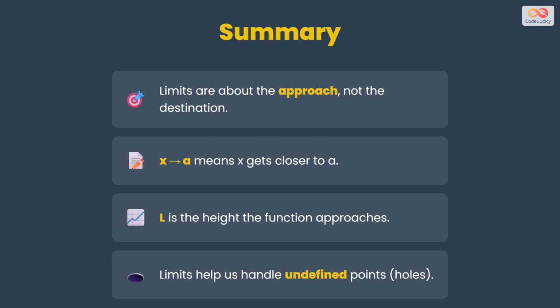To recap, limits are about the approach, not the destination. X arrow a means x is getting closer to a. L is the height the function approaches. And this tool allows us to handle undefined points and holes in mathematics.